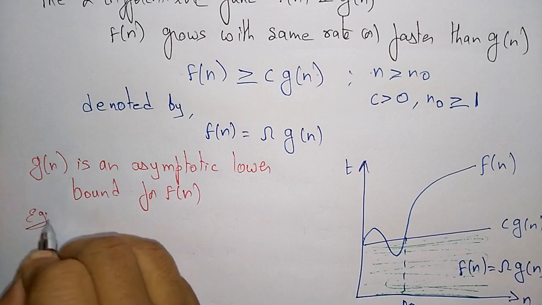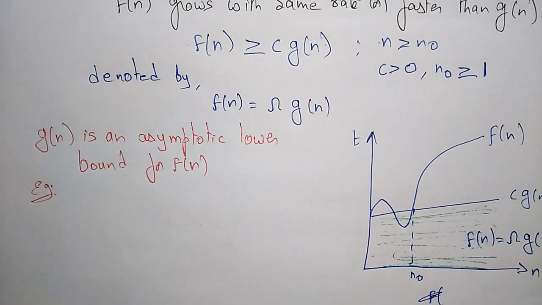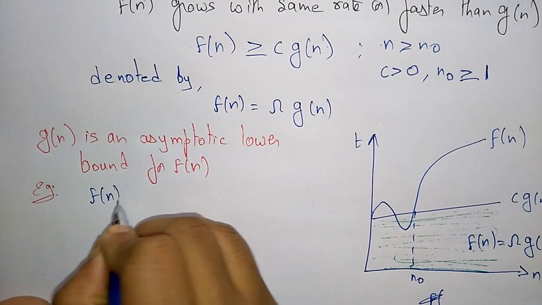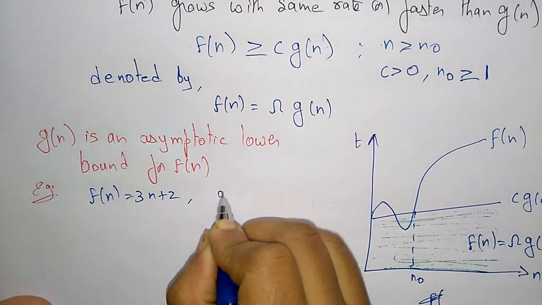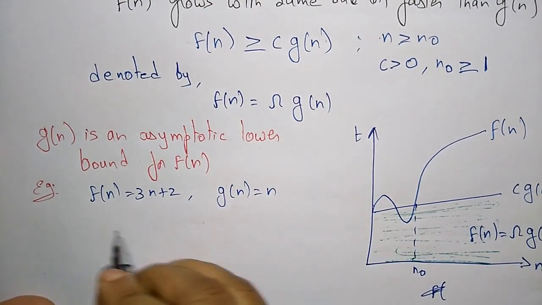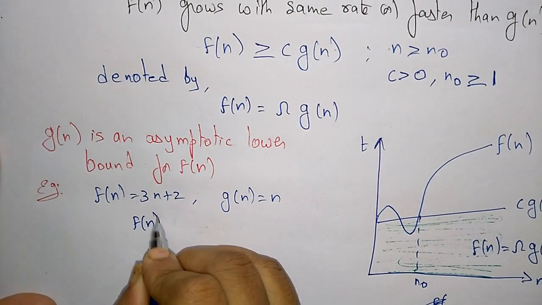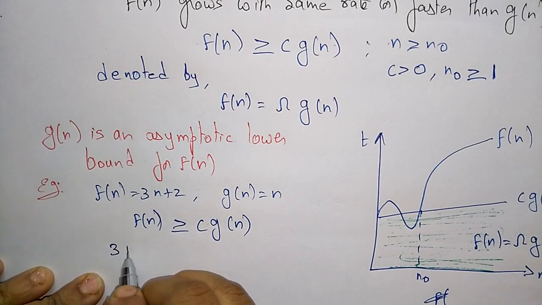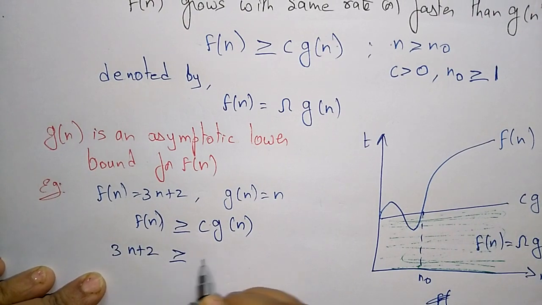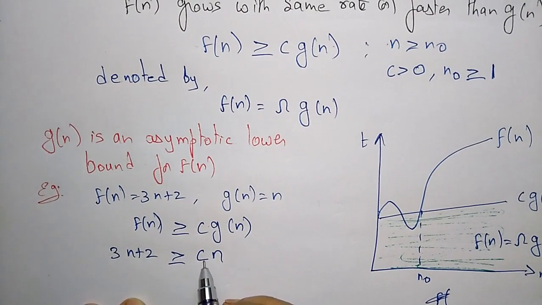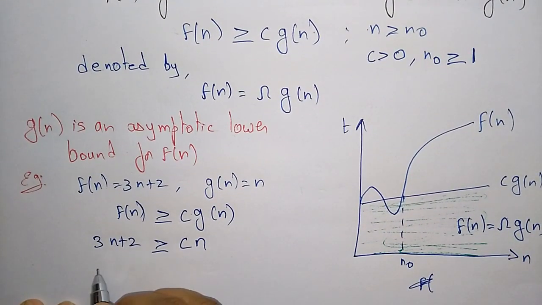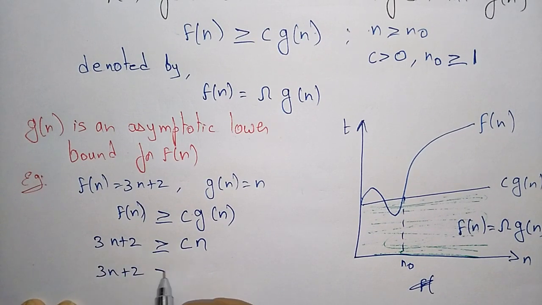So let me take the same example whatever I had taken for theta and big O. f of n is equal to 3n plus 2, g of n is equal to n. Now the formula is f of n greater than or equal to c g of n. So f of n is 3n plus 2 greater than or equal to cn. Now what is the value I have to take, because this is a lower bound. So here I am taking c as 1. Now 3n plus 2 greater than or equal to n.